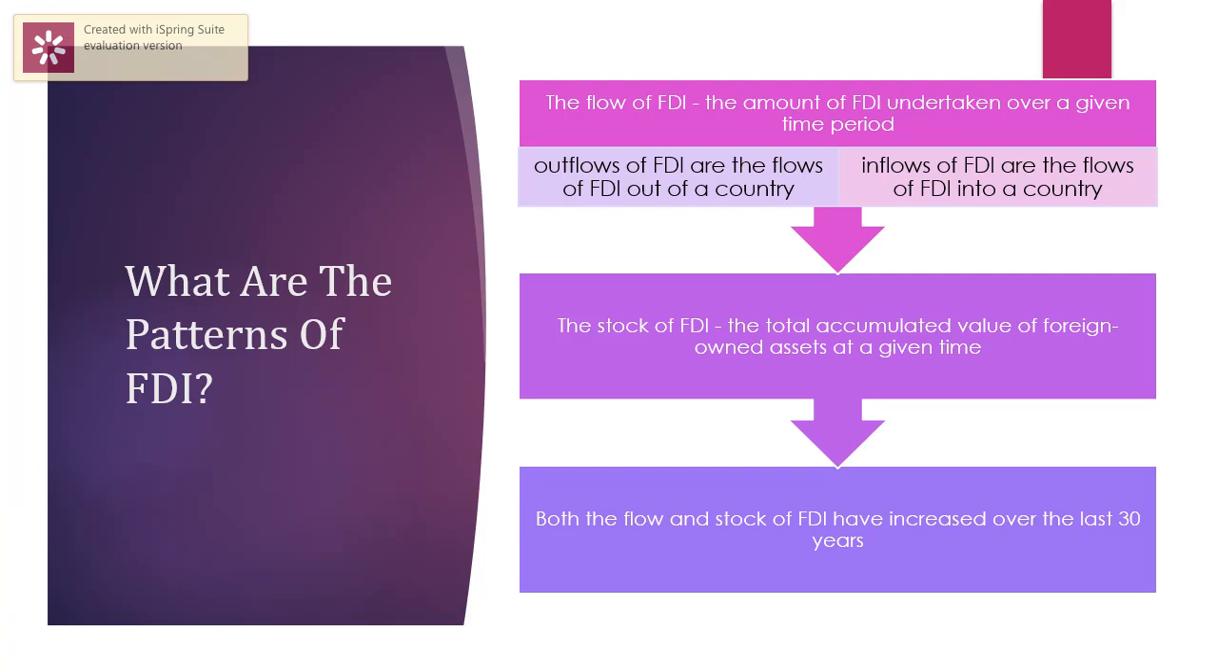Now, what are the patterns of FDI? Now, we will be talking about the flow of FDI. By flow of FDI, we mean the amount of FDI undertaken over a given period of time. This refers to the outflow of FDIs as well as inflow of FDIs. Outflow of FDIs are the flow of FDIs out of a country. This means, for example, how many US based companies are investing in other countries.